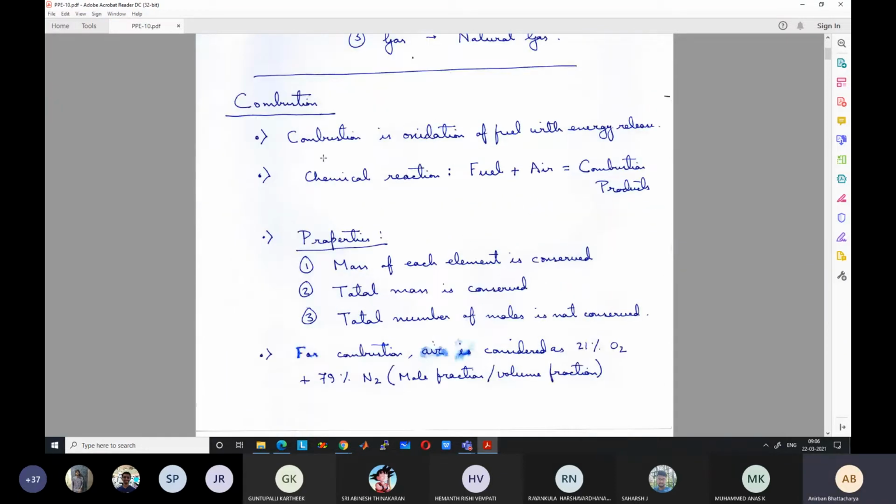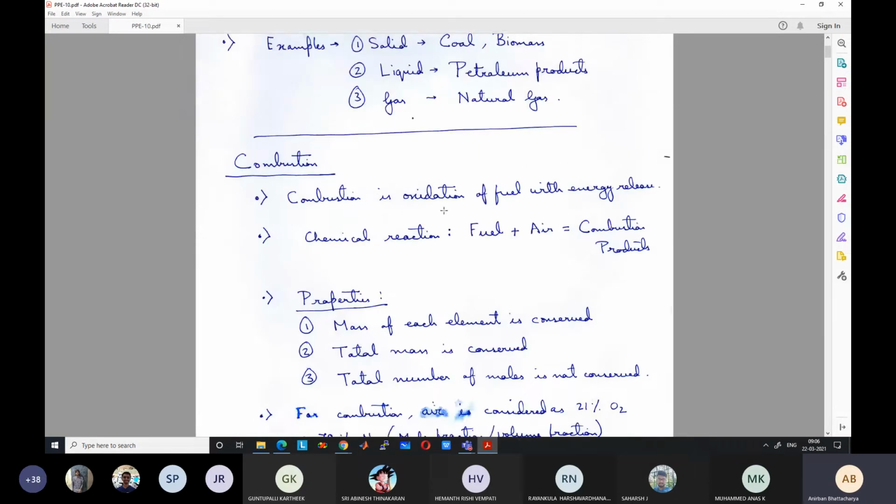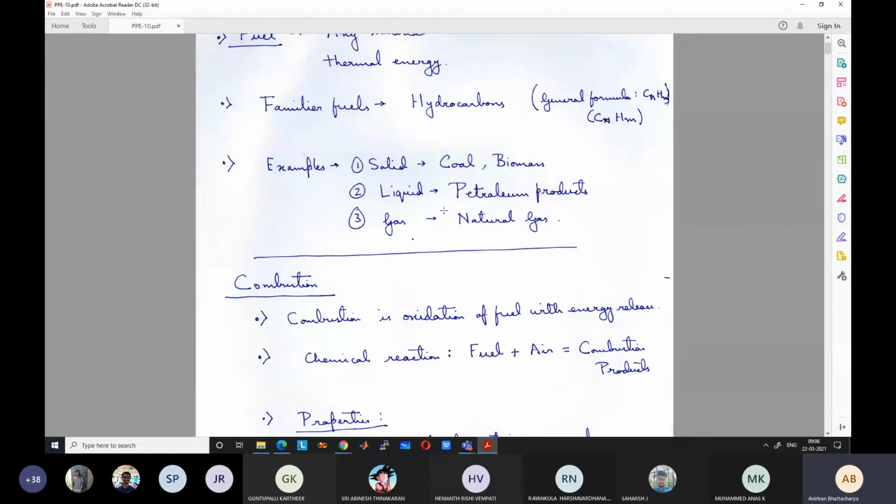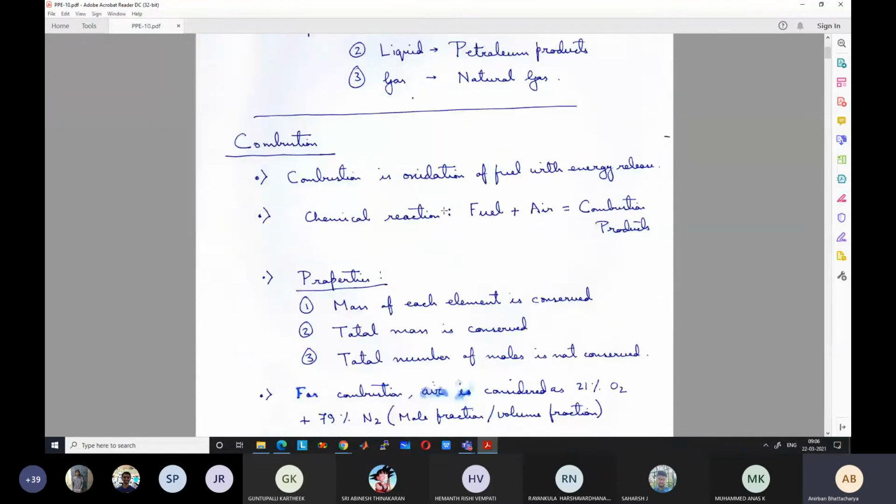Then what is combustion? Again, we know what combustion is. Combustion is oxidation of fuel. Basically, the fuel reacts with oxygen present in the air, and this is an exothermic reaction, so energy is released. Fuel plus air leads to some combustion products plus some release of energy.